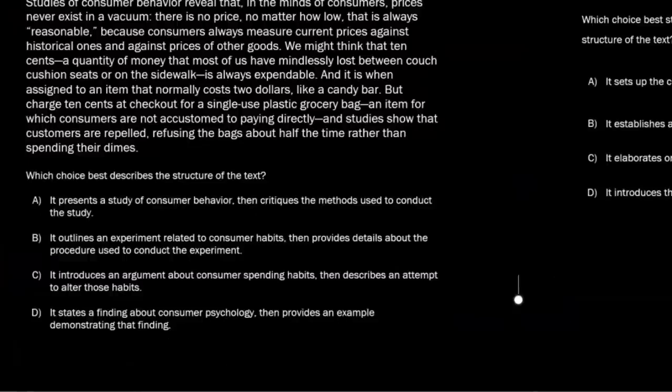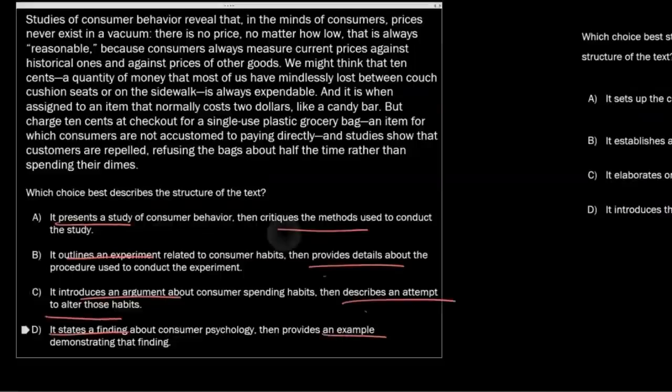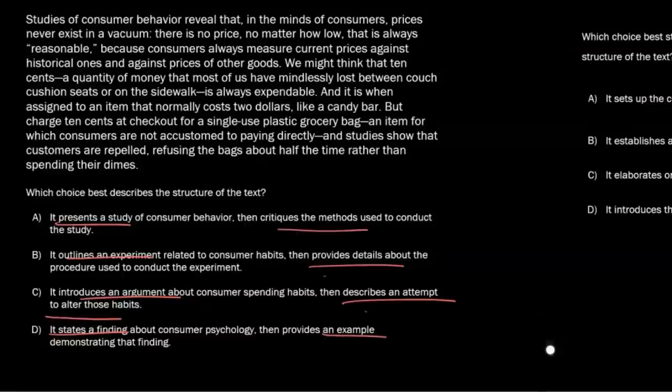A, it presents a study of consumer behavior, then critiques the methods used to conduct the study. B, it outlines an experiment, then it provides details. And again, you're going to see a lot of these keywords when you do one of these questions, so I'm just going to underline the keywords here. It presents a study, then it critiques the methods. It outlines an experiment, then it provides details. It introduces an argument, then describes an attempt to alter that. It states a finding, then provides an example. Let's read the passage here.